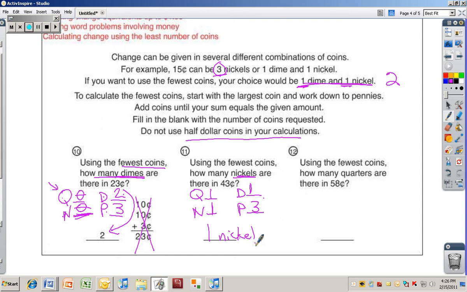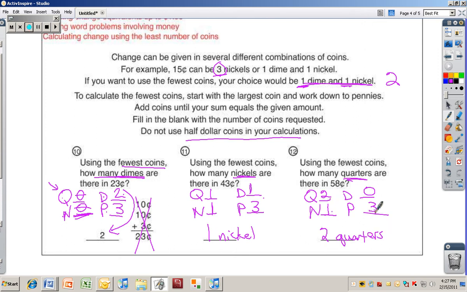And pause the video if you haven't already done number 12, and I'll show you the solution as soon as you're ready. Using the fewest coins, how many quarters are there in 58 cents? Again, QDNP. How many quarters am I going to put into 58 cents? 2 to make 50 cents. Now if I put in a dime, I'm going to be at 60, so I don't want to put any dimes in. How many nickels? There would be 1 nickel, and that makes 55 cents. To get to 58, I need 3 pennies. So the answer to this question of how many quarters is 2 quarters in 58 cents using the fewest coins.